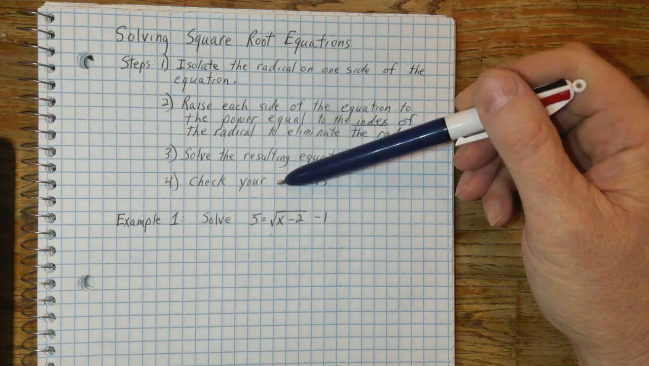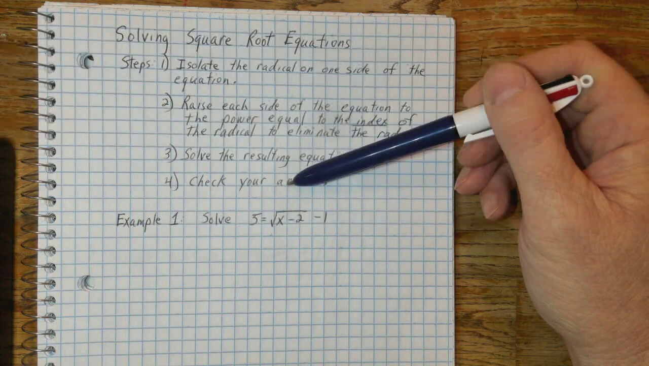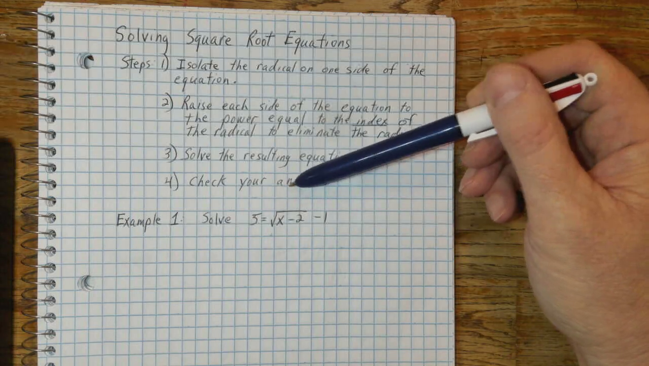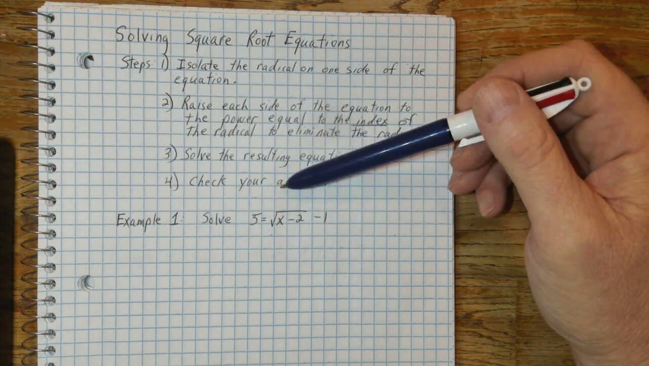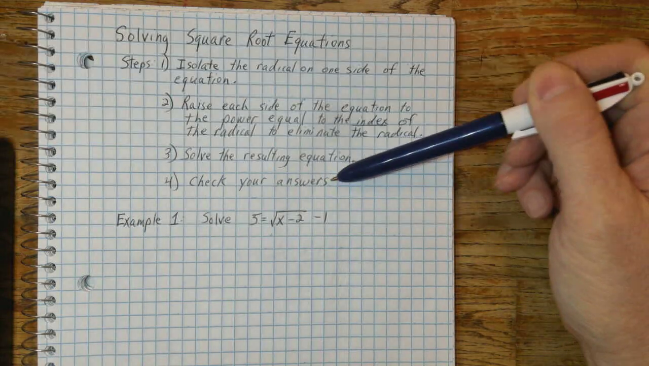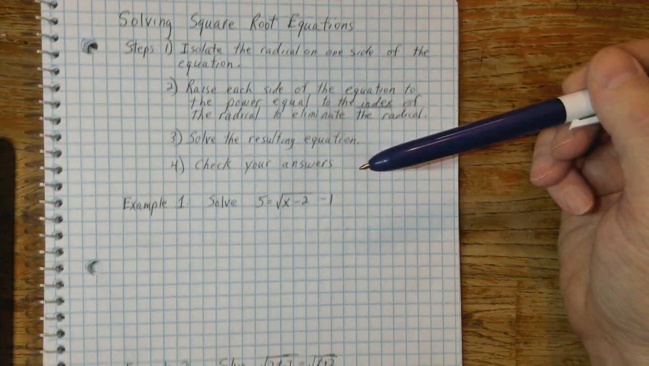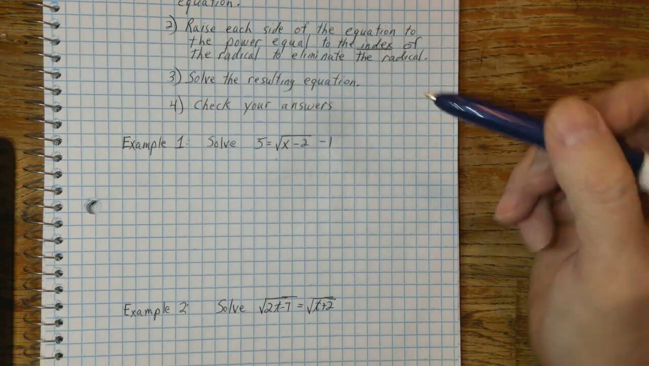You can go through everything, you'll get a couple of answers sometimes, and one of them may work and one may be extraneous, so it is important to check your answers. It's just not busy work. Alright, so example 1 here.